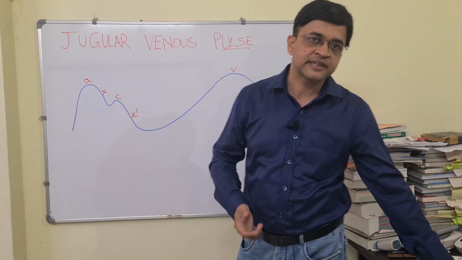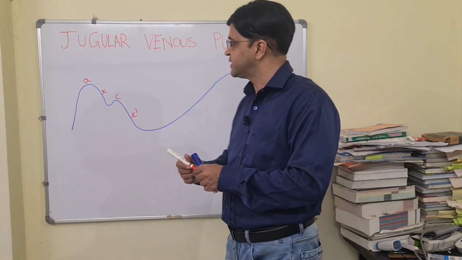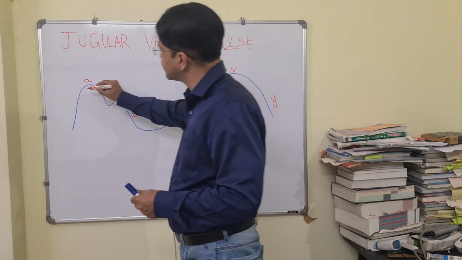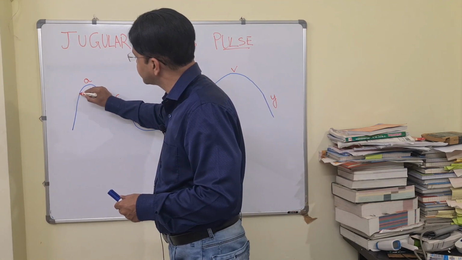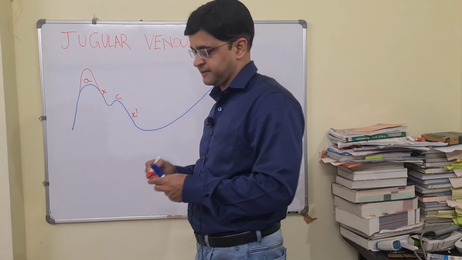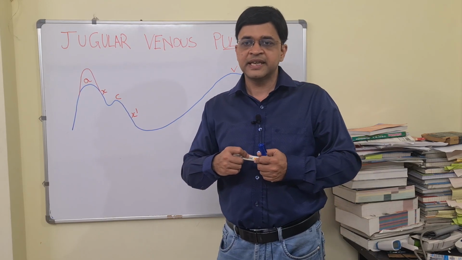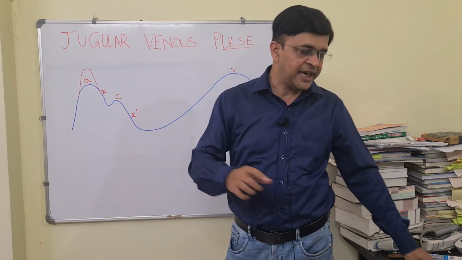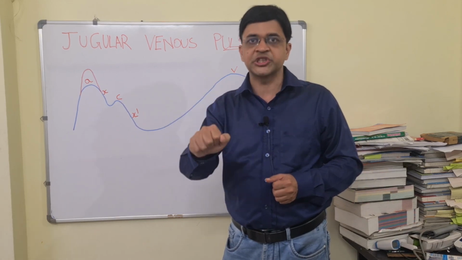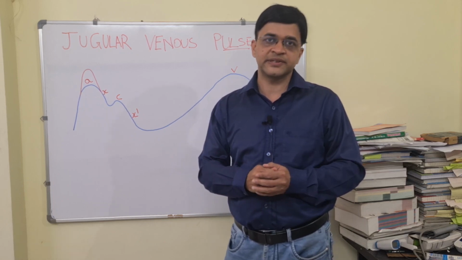But suppose there are some abnormalities, right? What could the abnormalities be in this case? You can get a tall A wave, right? In which condition can you get a tall A wave? In any condition in which the atria has to put a lot more pressure to pump the blood into the ventricles, right?